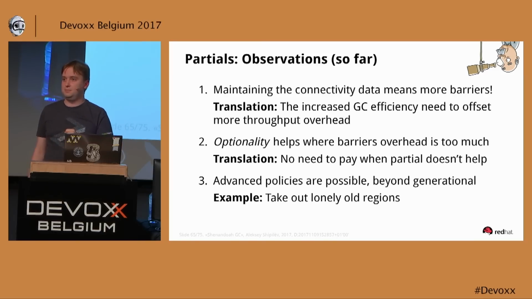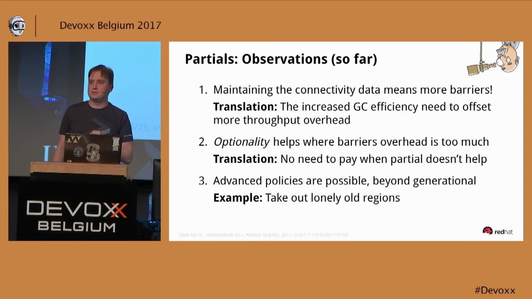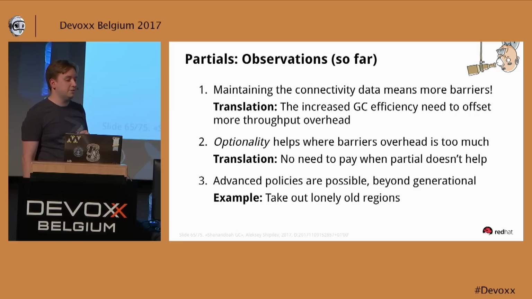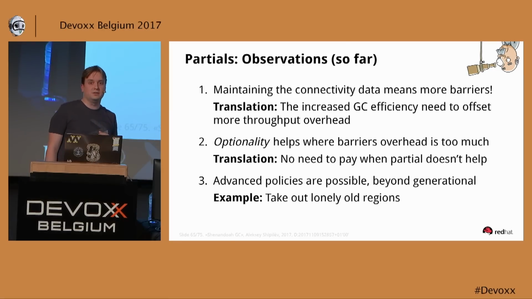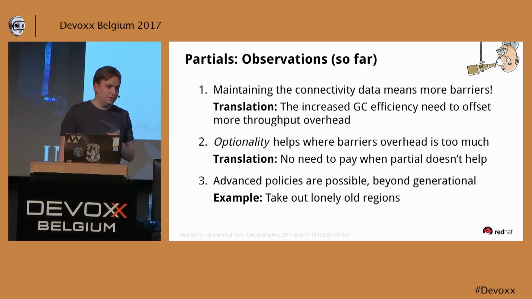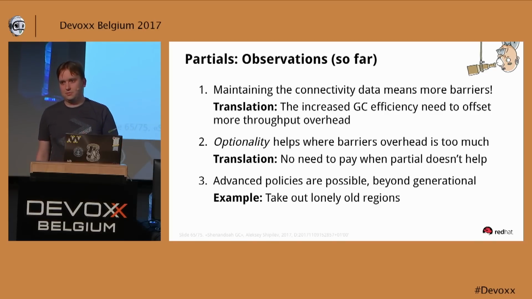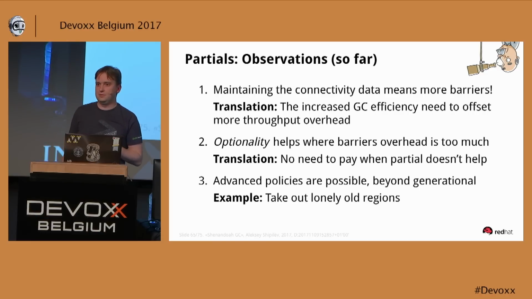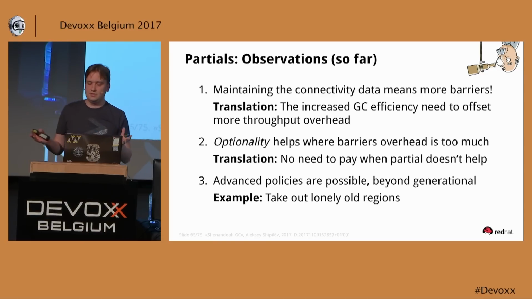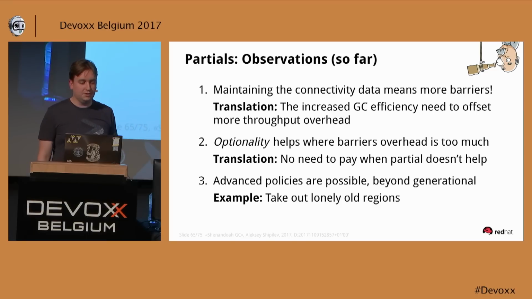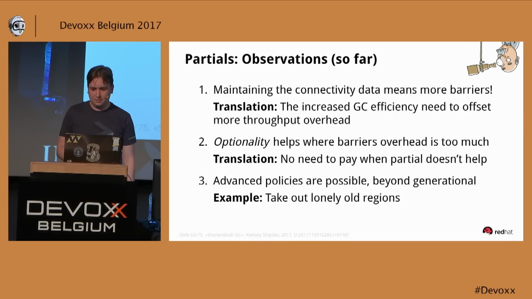Every generational GC has barriers that maintain this card table or something else. That means you have to make sure that the increased GC efficiency covers that throughput overhead. In our Shenandoah example, we identified that not all of the workloads benefit. In many workloads, it's cheaper to do the full GC scan instead of doing this partial thing. And so it's optional. You can turn it on or off. It is opt-in in the current code, so you don't have to pay for partial collections when they don't help. And also, advanced things are possible there.